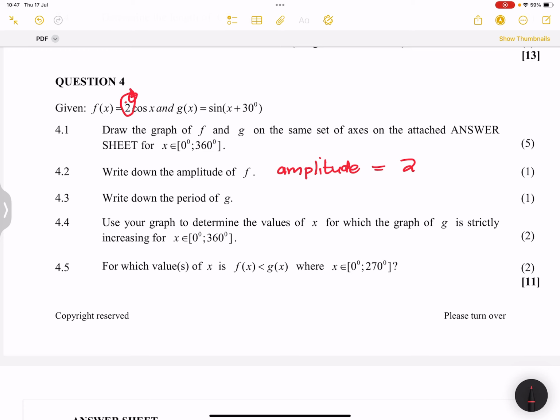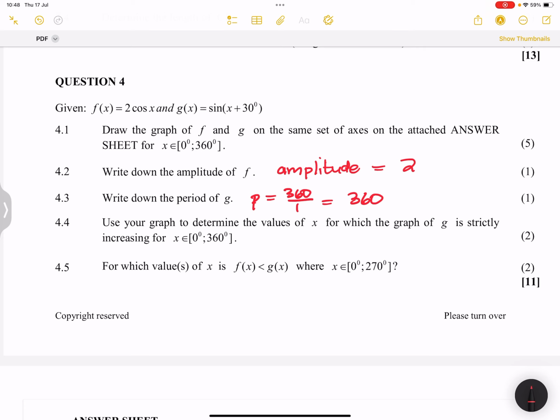Now they say write down the period of g. Notice in this case, whenever we look at period, that's going to be 360 divided by the frequency. But the frequency here is 1. The coefficient of our x term in this case is 1. So that's going to be 360 divided by 1. So our period is actually 360, meaning we're able to draw a full wave within a 360 degree period.